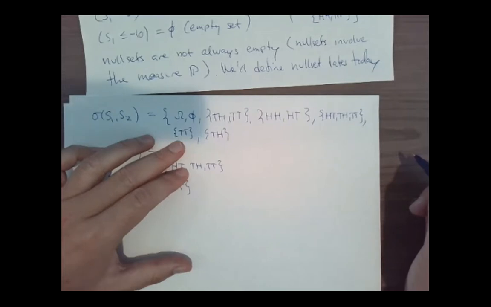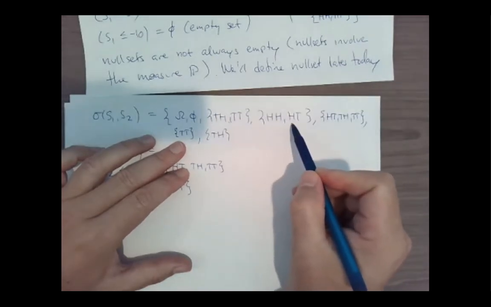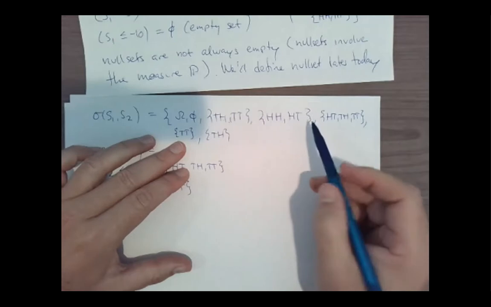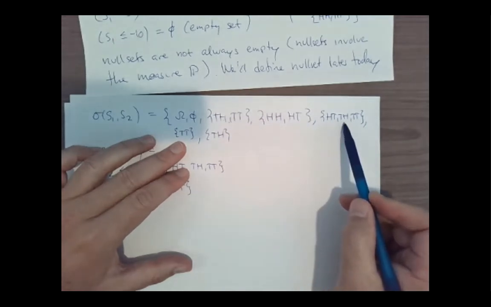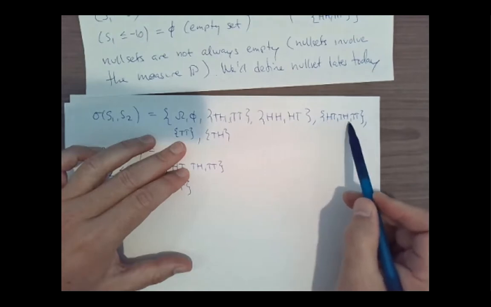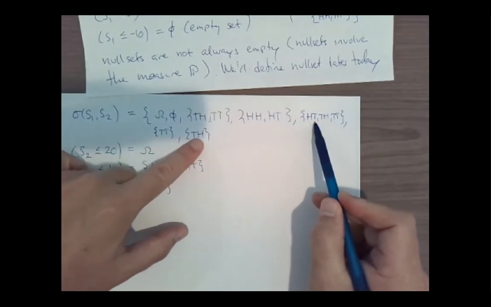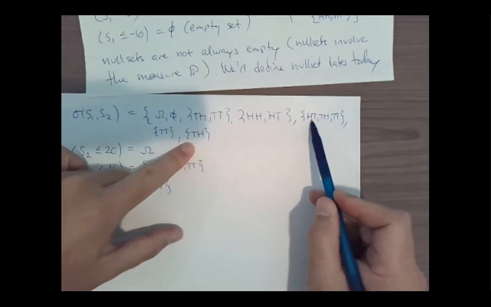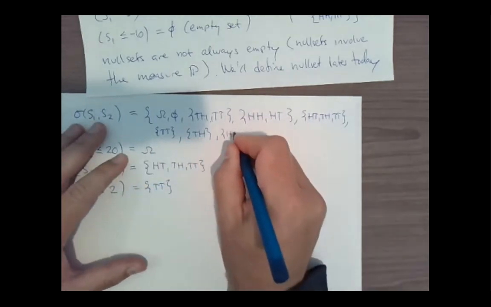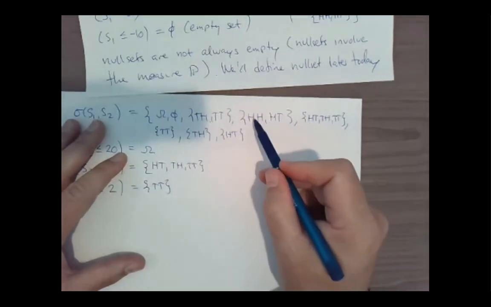And if I look at this set over here, this set has TT and TH. If I subtract them away, I'm going to get HT. That has to be in there. Okay, but then I can subtract HT away from this one, and I'm going to get HH.